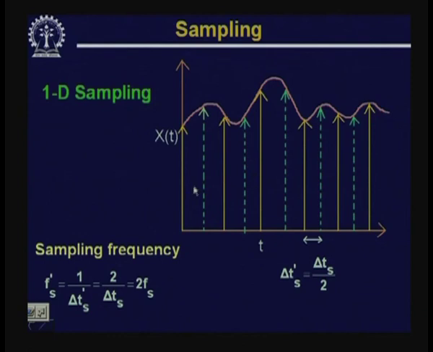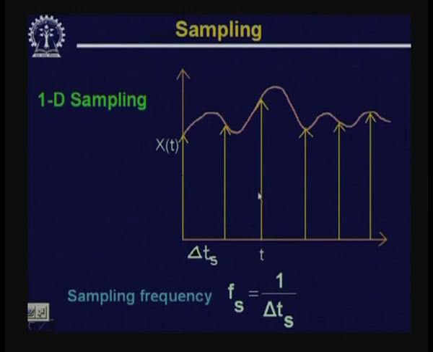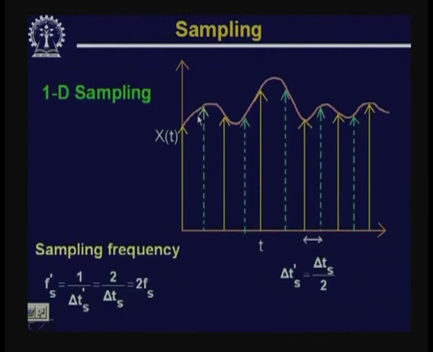The alternative is, let us increase the sampling frequency or decrease the sampling interval. If I do that, you find that these bold golden lines represent the earlier samples that we had, whereas these dotted green lines represent the new samples that we want to take.